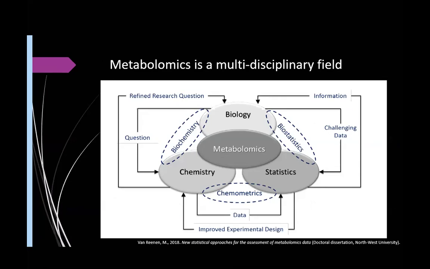Metabolomics is a combination of various fields. It's biology, chemistry, statistics, biochemistry, biostatistics, chemometrics. What's important to take from this image is that there is no one single person, no one single method, no one single platform that can do everything. You need to have multiple people, multiple expertise and communication all the time. And they help refine the question, refine the experimental design, refine the information. All of this is needed for a good metabolomic study.